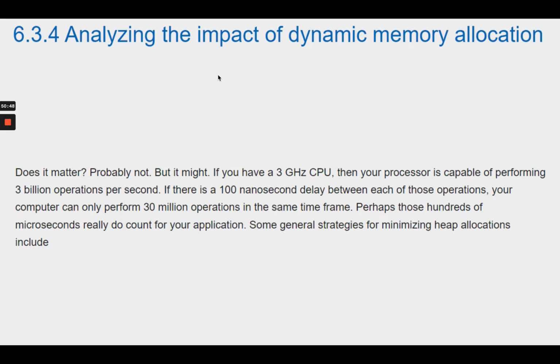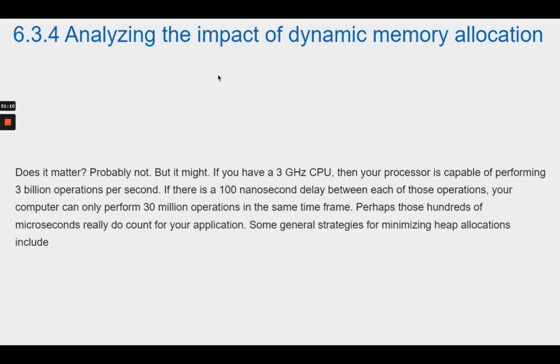If you have a 3 GHz CPU, then your processor is capable of performing 3 billion operations per second. If there is a 100 nanosecond delay between each of those operations, your computer can only perform 30 million operations in the same time frame. Perhaps those hundreds of microseconds really do count for your application.